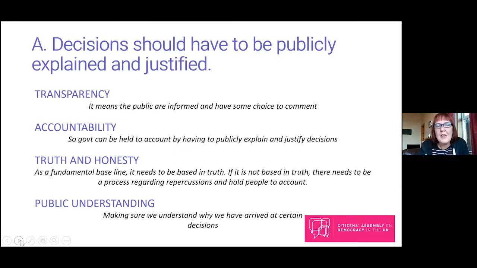One of the other key themes there was accountability, so that government has to explain and justify its decisions so that the public can hold them to account and question what's going on. Truth and honesty, that fundamental baseline that government should be putting out their reasons in an honest and transparent way. And also public understanding, so that the public have a wider understanding of why certain decisions are being made, even if they don't agree with them.